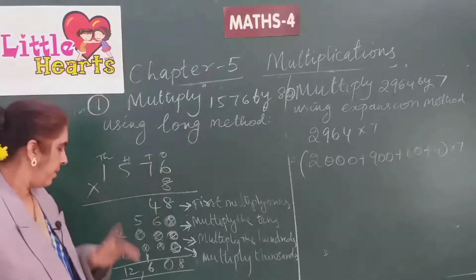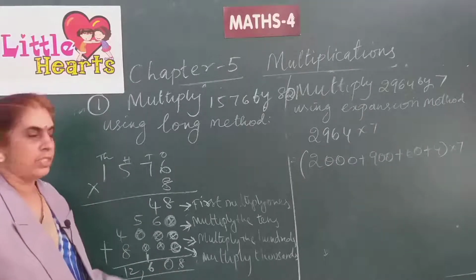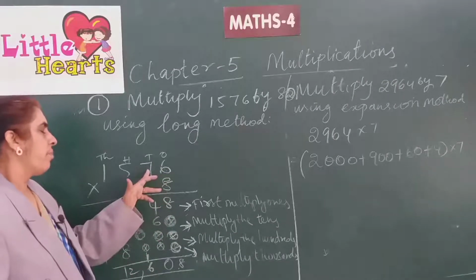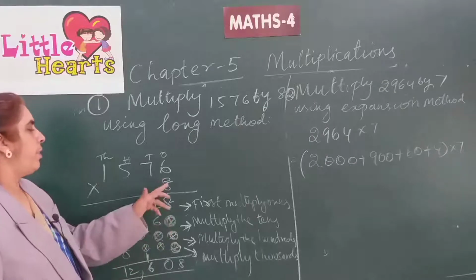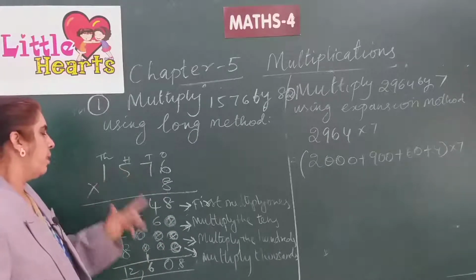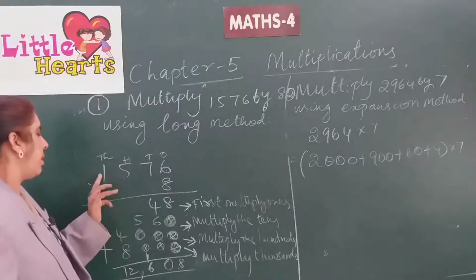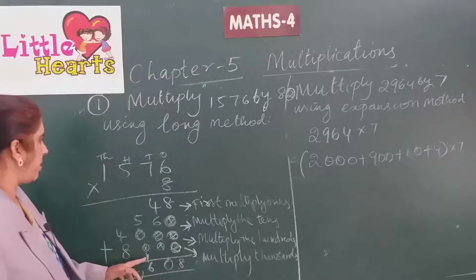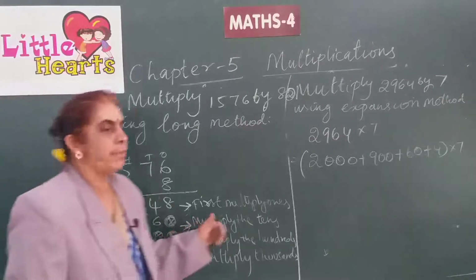1576 and 8. So this is the long way of multiplication. Just first multiply ones, next multiply tens and put the ones place vacant. When you multiply the hundreds place digit, put ones and tens vacant. And when you multiply the thousands place, put ones and tens and hundreds vacant. In this way, you can find out the product in the long method.